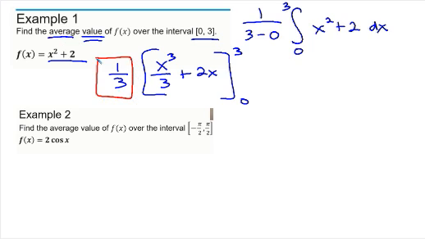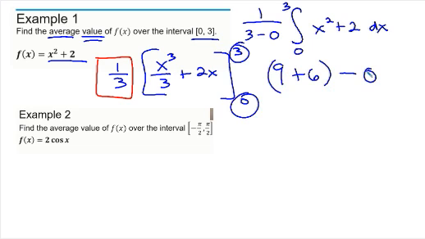All right. So we plug in my 3 here, and I have 27 over 3, which is 9, plus 6. And I'm going to subtract, plugging in 0, which is just going to be 0. So I'm going to have 15, but I need to multiply that by my multiplier of 1/3. And so I get 5. All right, so it's really just finding the definite integral and then multiplying it by the multiplier. All right, let's look at example 2.